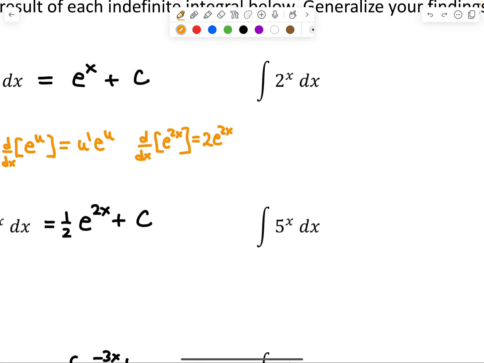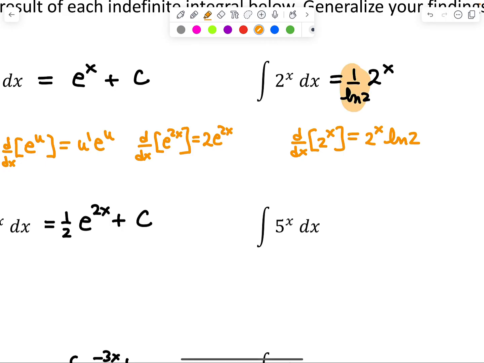Next example, recall that the derivative of b to the x is itself times the natural log of b. And specifically in the case of 2, the derivative of 2 to the x is 2 to the x times the natural log of 2. The derivative of this exponential produces itself, but times a constant. So the integral of 2 to the x will be itself, but we'll need to divide by that constant. And we'll need a 1 over natural log of 2 as a coefficient.